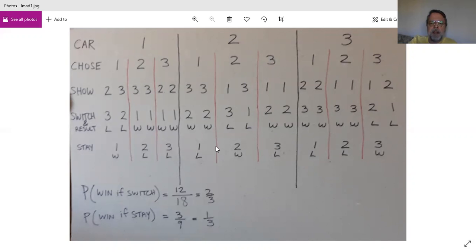If I stay with the same door, look down here, there are 9 total possibilities, and only 1, 2, 3 ways out of those 9, 3/9 probability is 1/3 probability that I win if I stay put. And so this is very strange. It goes against my intuition and probably yours, that you are more likely to win if you switch doors than you are if you stay put.